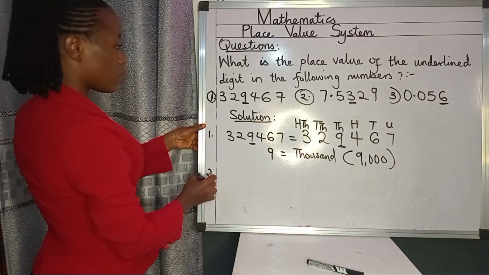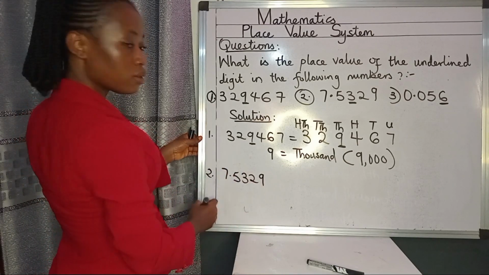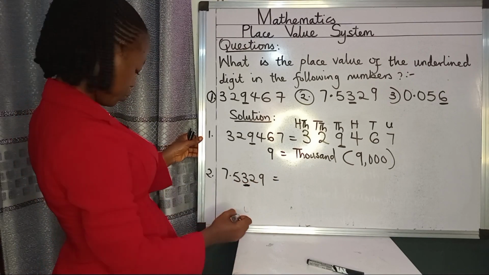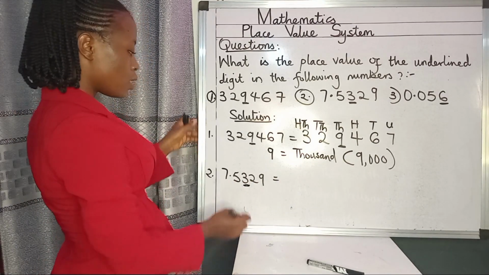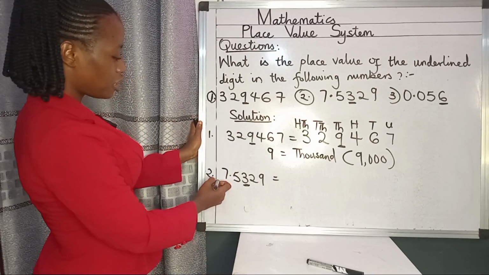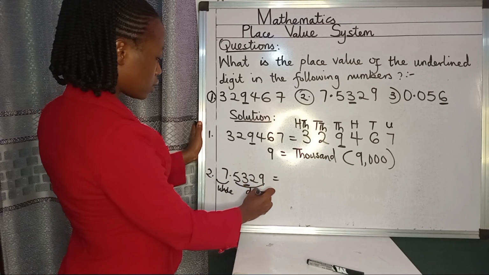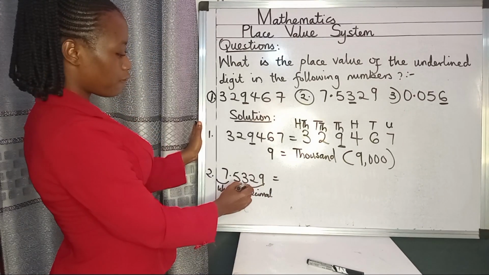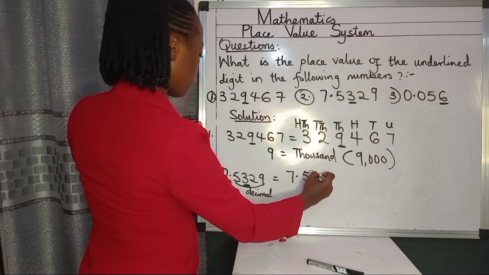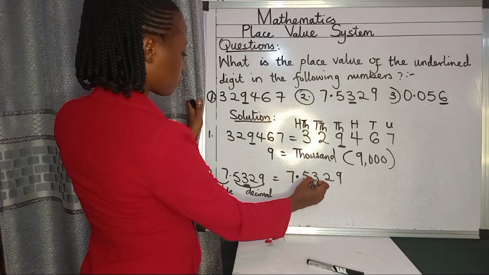Now for the second one, we have 7.5329. Now 3 is underlined, right? Looking at this, I have a whole number part. I also have a decimal part. Now this part is the whole number part, while this part is the decimal part. So at this decimal part, I'm looking for the place value of 3.